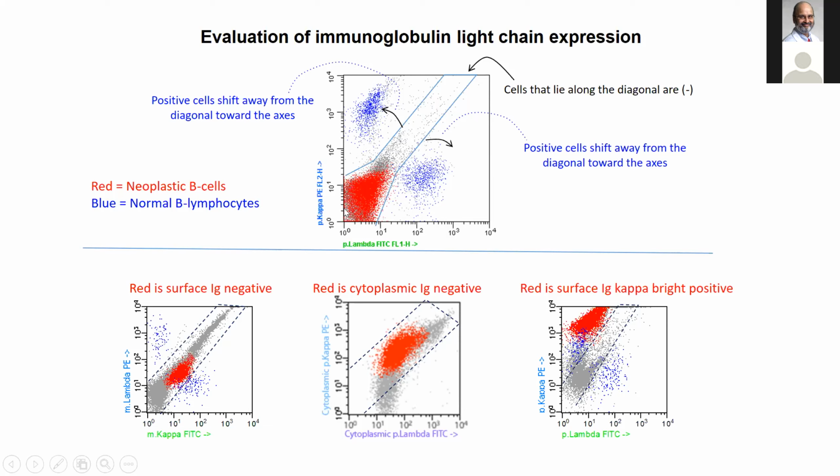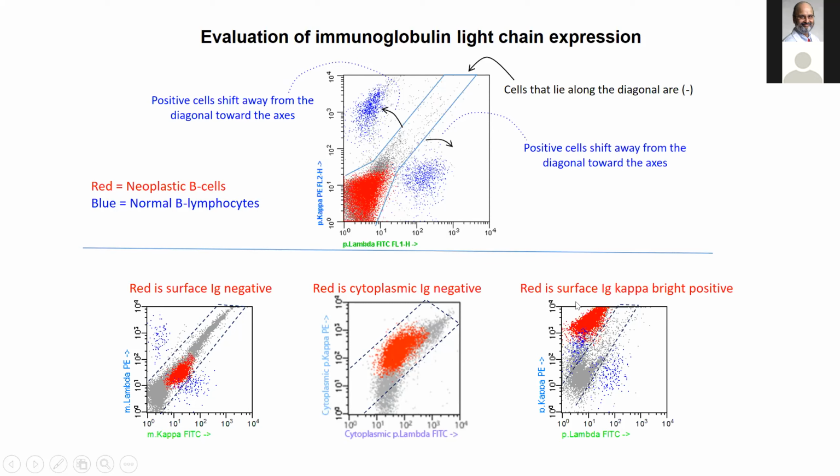So you can see here, this red population is negative for surface immunoglobulin, whereas these two blue populations here and here are positive for surface immunoglobulin. This population's lambda, this population's kappa. Now, if we look at these representative plots down here, we want to focus on the red population here. This would be considered negative for surface immunoglobulin because it's sitting along the diagonal. Here's a cytoplasmic plot with kappa versus lambda. This red population here is also considered negative because it's sitting along the diagonal.